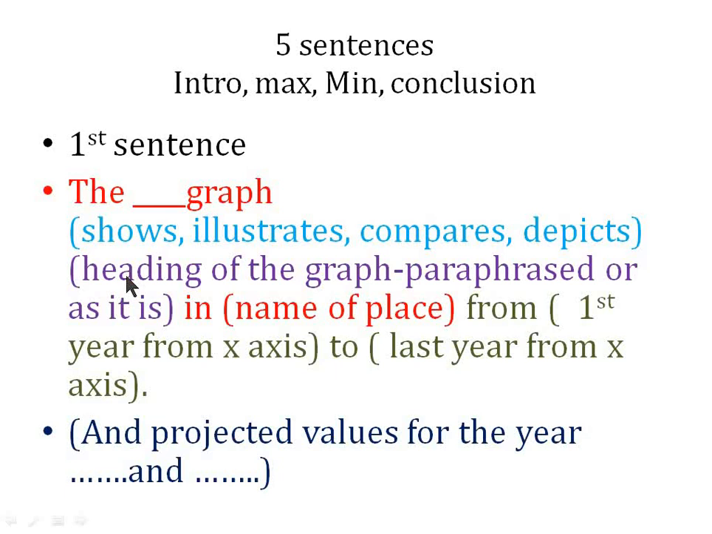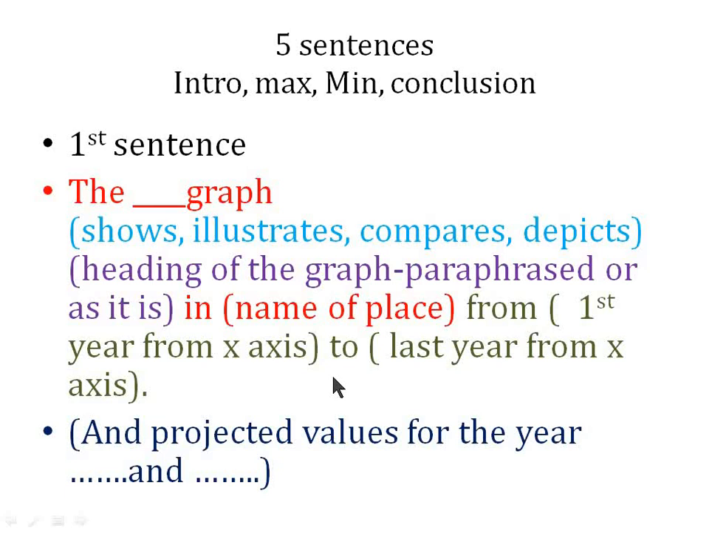The graph shows. Next is the heading of the graph, which we have just prepared in our preparation time. This was the second item to look for. So just say the heading of the graph. The line graph shows consumption of carrots, or the line graph shows imports and exports in USA and Canada from 1999 to 2011, and a projected value for the year.